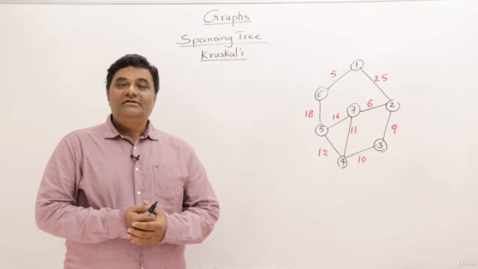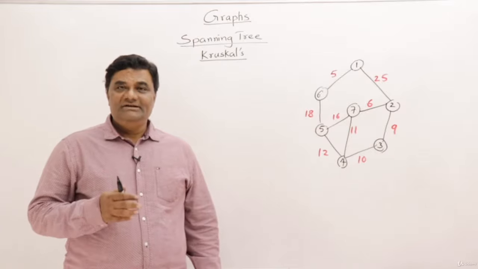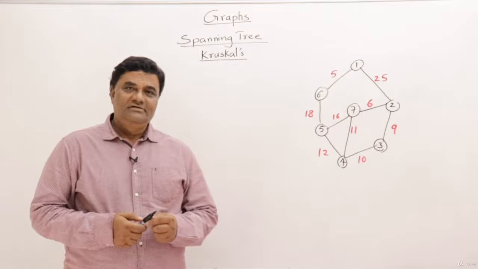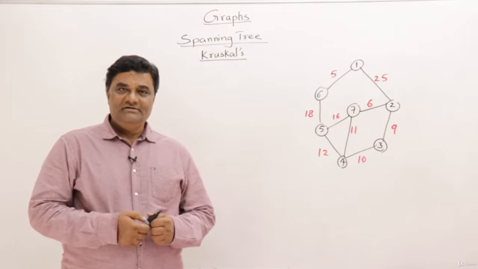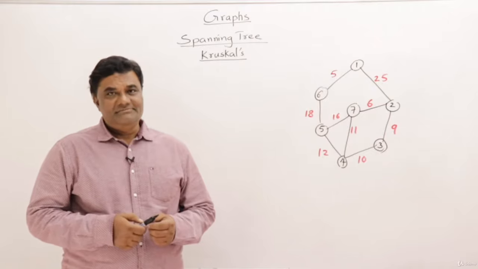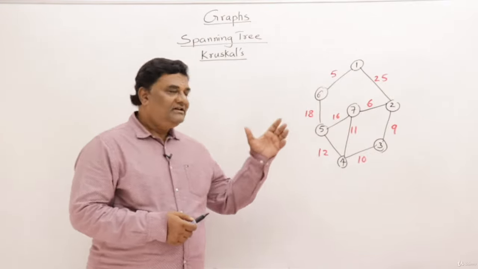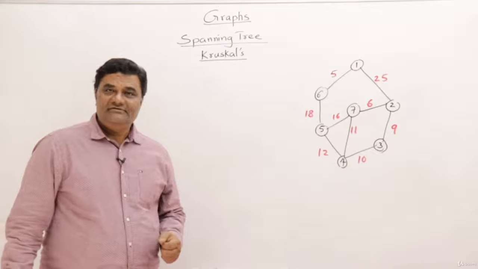In this video, we look at Kruskal's method for finding minimum cost spanning tree. This is the simplest and easy method. Already we have seen Prim's method. This is simpler than Prim's method. Let us use Kruskal's method and find the minimum cost spanning tree for this graph.